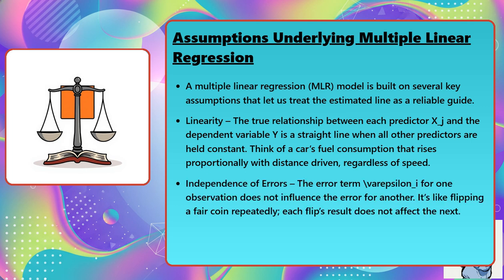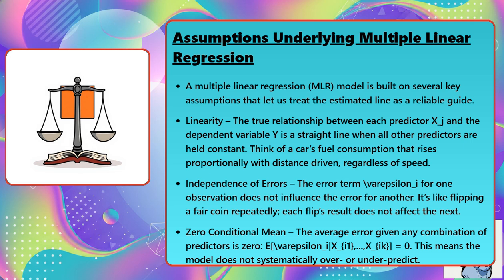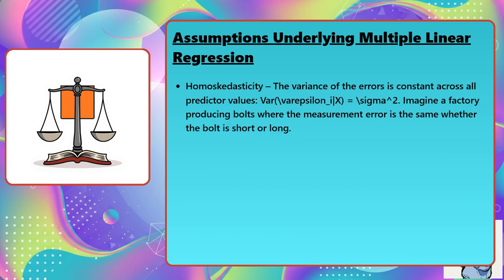Independence of errors: the error term epsilon i for one observation does not influence the error for another. It's like flipping a fair coin repeatedly. Each flip's result does not affect the next. Zero conditional mean: the average error given any combination of predictors is zero. Expected value of epsilon i given x i1 through x ik equals 0. This means the model does not systematically over or under predict.